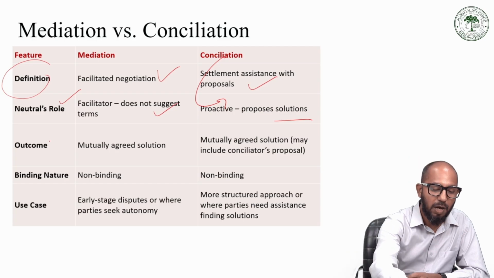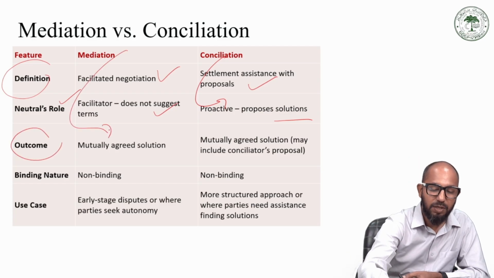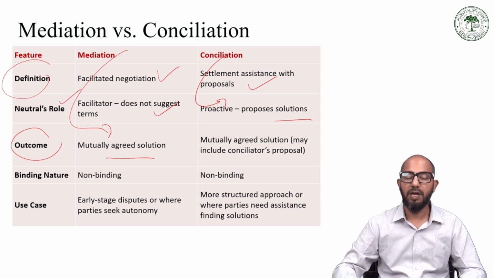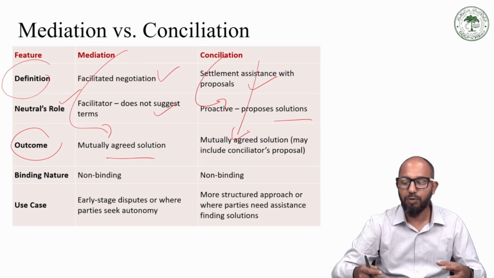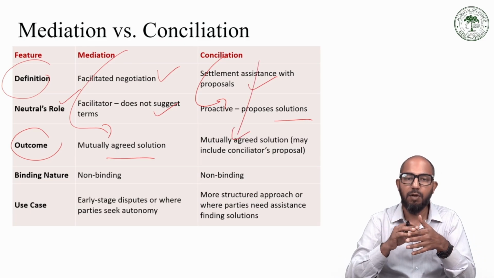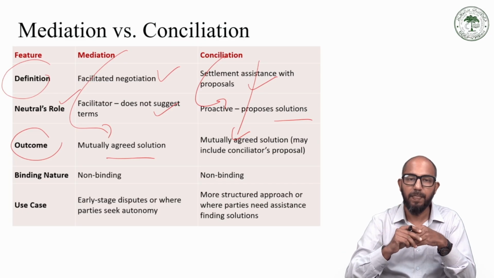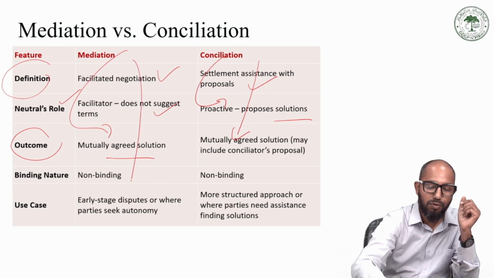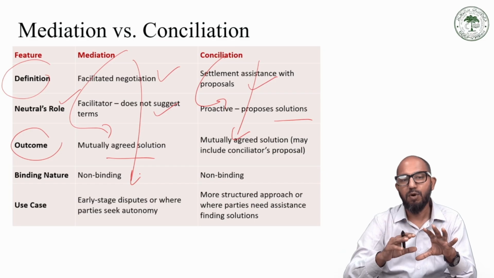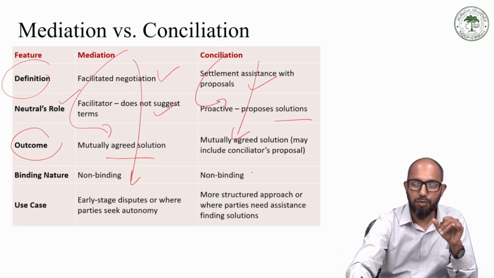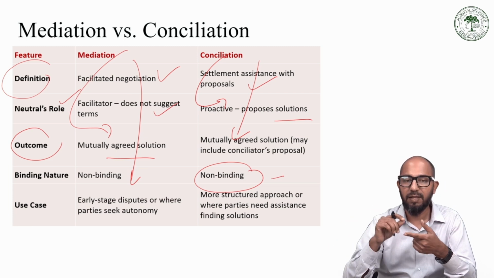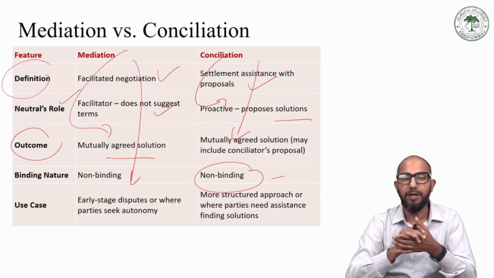With respect to outcome, in mediation there is a mutually agreed solution between the parties, while on the other hand, in conciliation, there is a mutually agreed solution, but the proposal of the conciliator matters. If we talk from the perspective of whether these methods are binding or non-binding, then mediation is non-binding between the parties. On the other hand, conciliation is also non-binding, but if a new contract is made based on conciliation, then that particular contract can become binding.